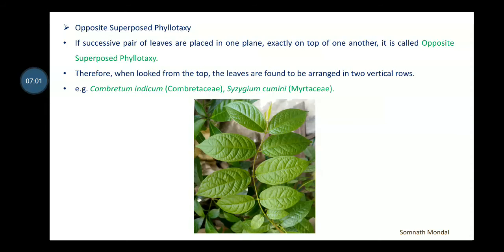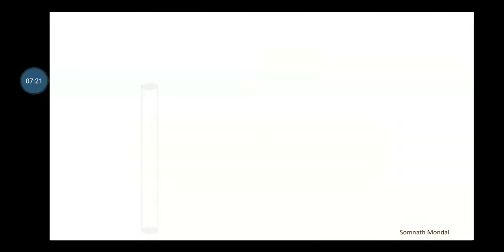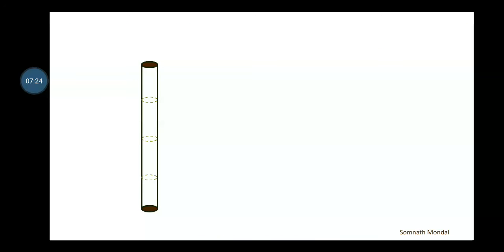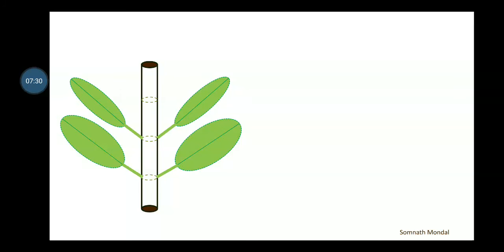This is Combretum indicum. Look at that. At each node, the leaves are just at top of one another. The leaf pairs at top of one another. Therefore, there will be 2 vertical rows of leaf arrangement. So, this is the lowermost leaf pair, then the above, and then the another pair at the topmost. Therefore, all the 3 pairs of leaves in 3 nodes are one above another.